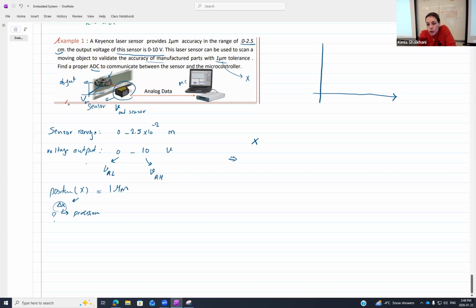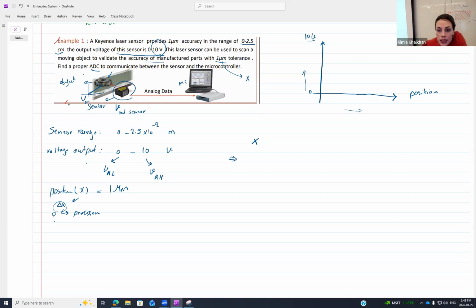I'm looking for the position. Let's say this is my position. Position of what? Position of this object. And then I'm having a maximum 10 volt. Therefore, I'm going to put in here 10 volt. This is my voltage. So object X is moving. If X is moving in this direction, voltage is supposed to start from 0 and reach a maximum of 10. Make sense? What's this graph?